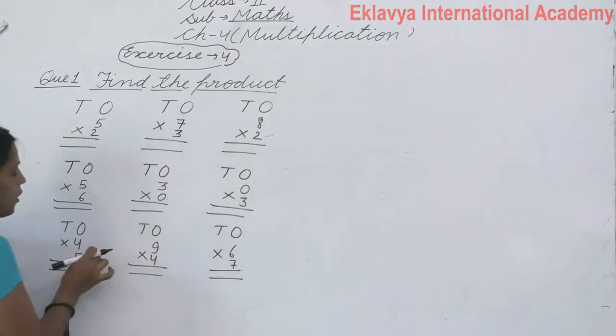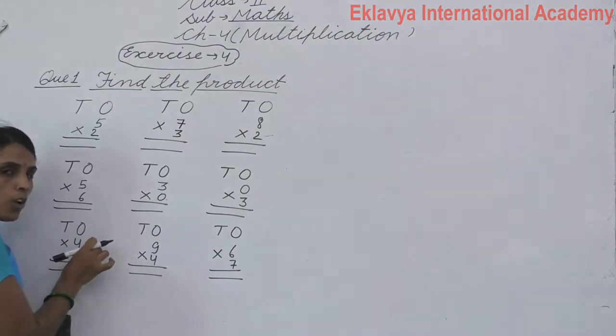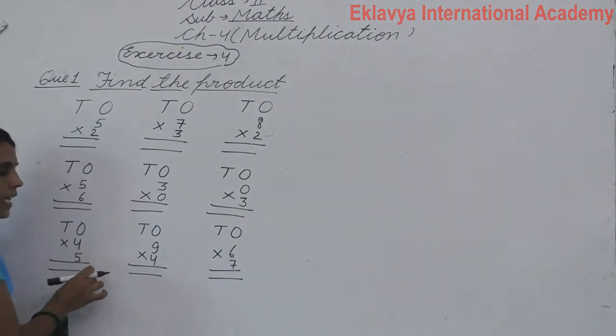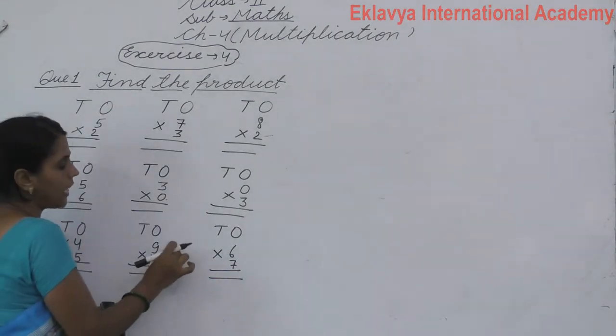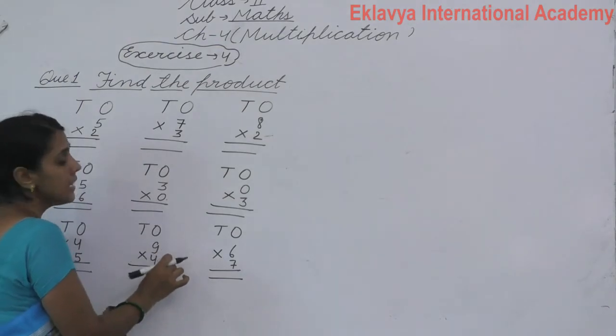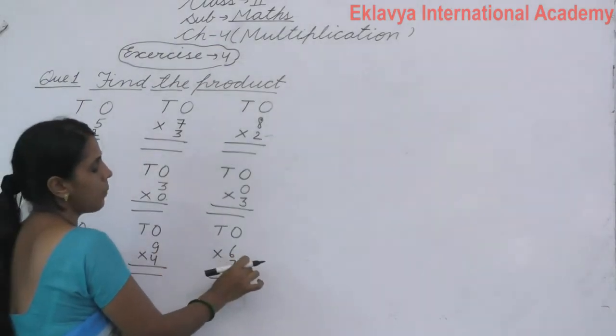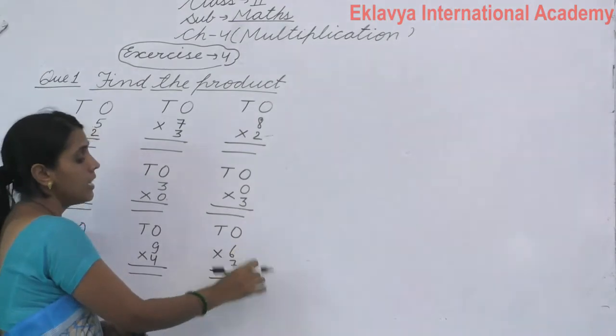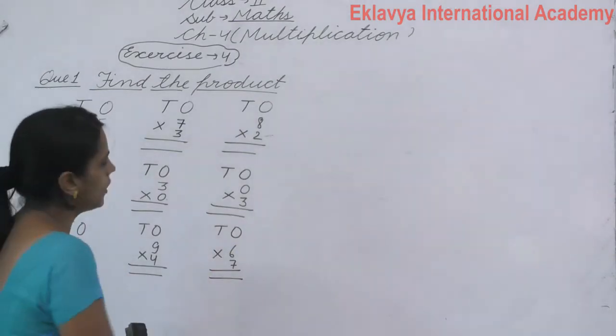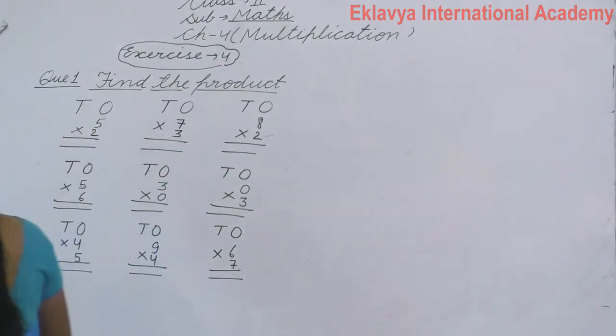Next one is, we will speak table of 5 till 4. Yes, your answer is 20. We will speak table of 4 till 9. Yes, your answer is 36. And we will speak table of 7 till 6. Yes, tell me, 42. Yes, this is your exercise 4.